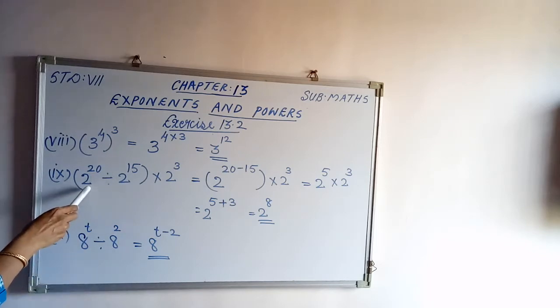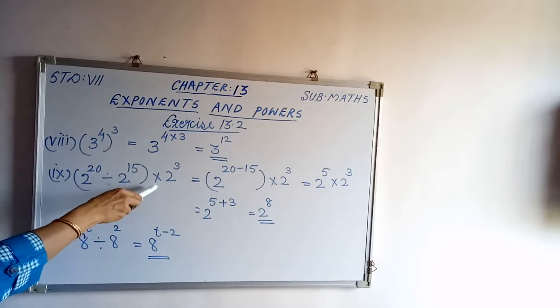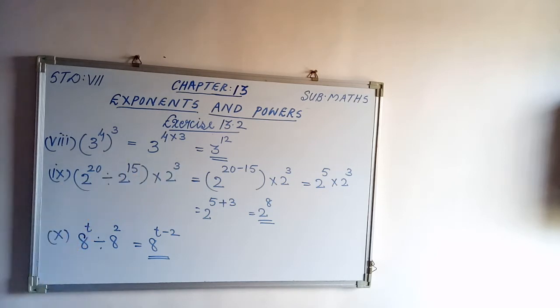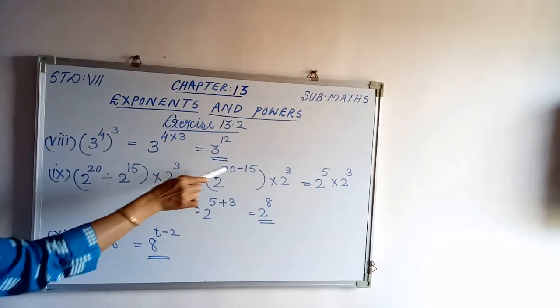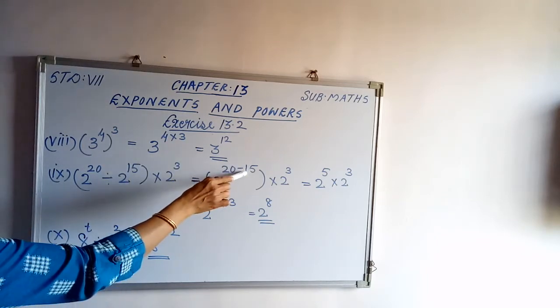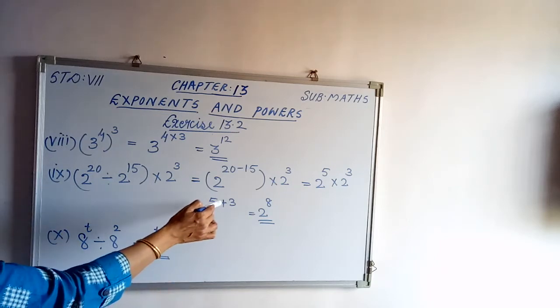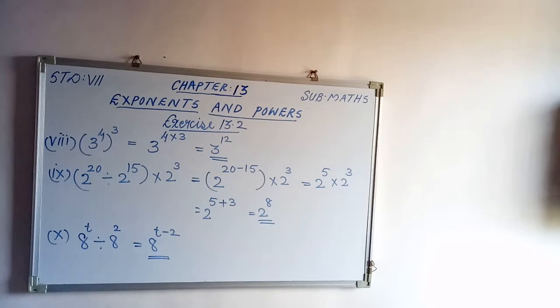Now see here, (2 raised to the power 20 divided by 2 raised to the power 15) multiplied by 2 raised to the power 3. First you can solve a^m divided by a^n. So base same, 2 raised to the power 20 minus 15, then multiplied by 2 raised to 3. 20 minus 15 is 5. So we get 2 raised to the power 5 multiplied by 2 cube. This is of the form a^m multiplied by a^n, that is a raised to the power m plus n. So 2 raised to the power 5 plus 3, we get 2 raised to the power 8.